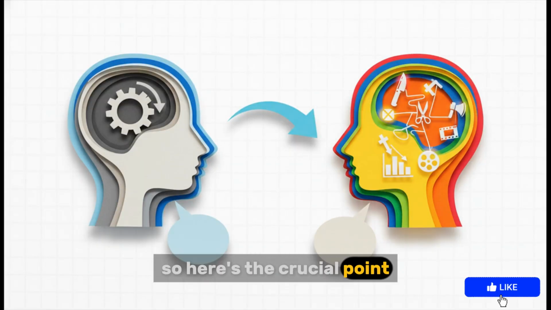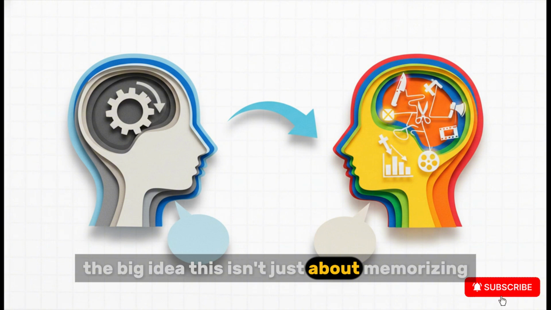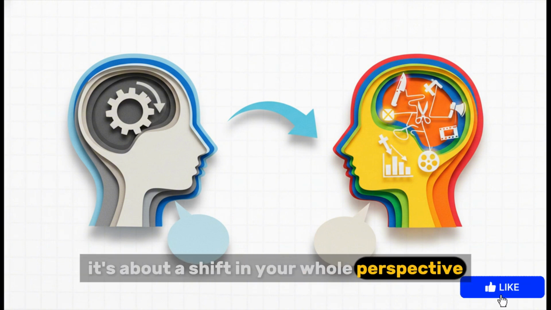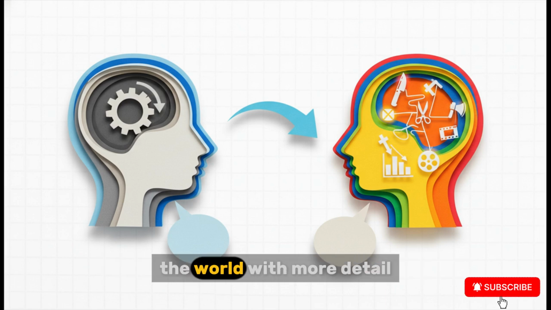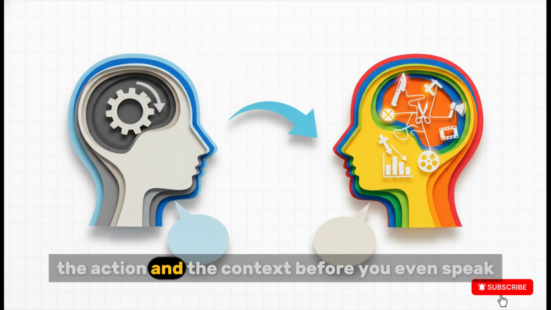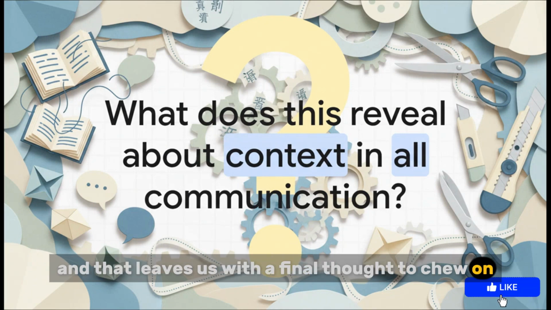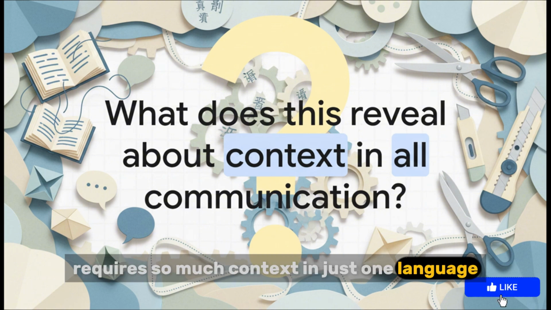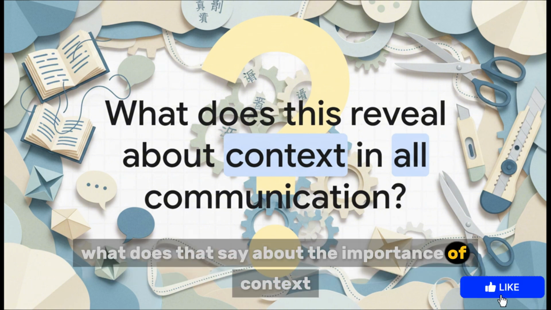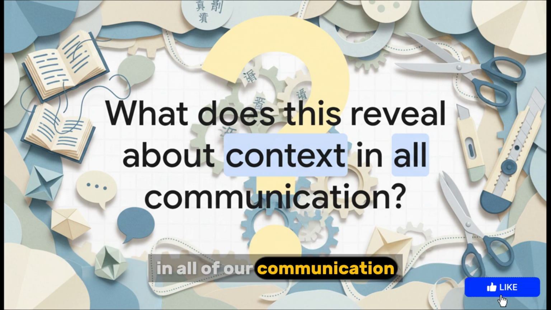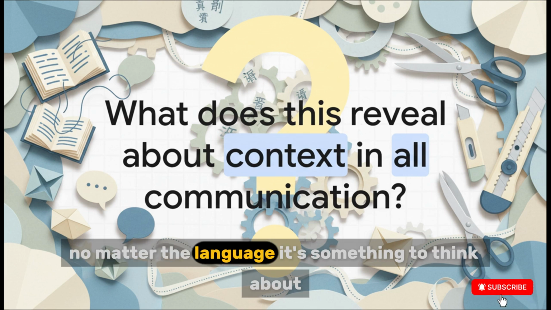So here's the crucial point, the big idea. This isn't just about memorizing 9 new vocabulary words. It's about a shift in your whole perspective. It's about learning to see and describe the world with more detail, more specificity, to actually think about the tool, the action, and the context before you even speak. And that leaves us with a final thought to chew on. If a single, simple action like cutting requires so much context in just one language, what does that say about the importance of context, of precision, and of choosing just the right words in all of our communication, no matter the language? It's something to think about.